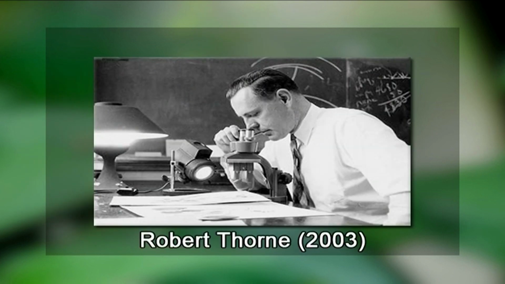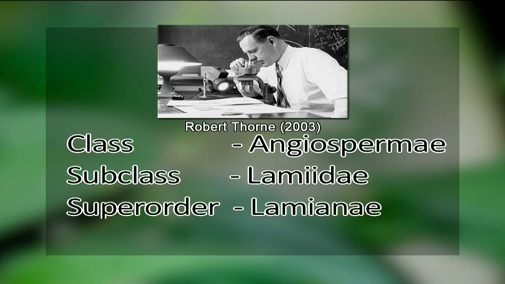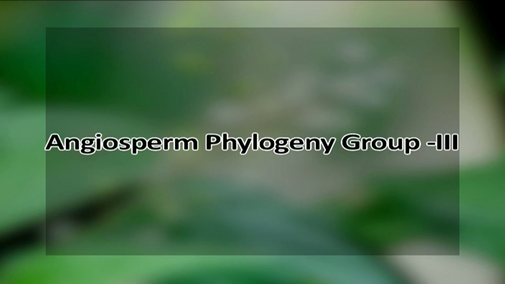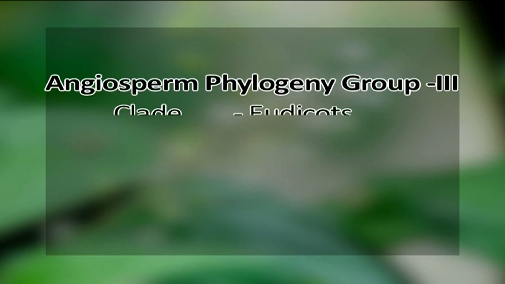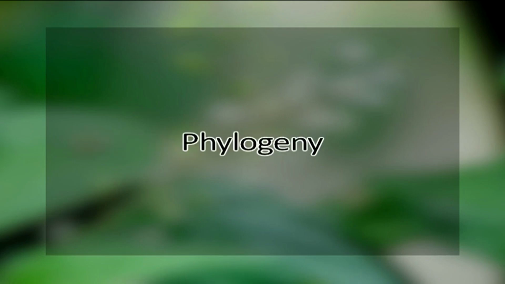Robert Thorne, an American taxonomist, classified it under the class Angiospermae, not Magnoliopsida. Class Angiospermae, subclass Lamiidae, superorder Lamianae, and the order Lamiales. And very recently, the Angiosperm Phylogeny Group has classified it under the clade Eudicots, subclade Eurosids 1, and the order Lamiales. Now let us discuss the phylogeny of family Lamiaceae.